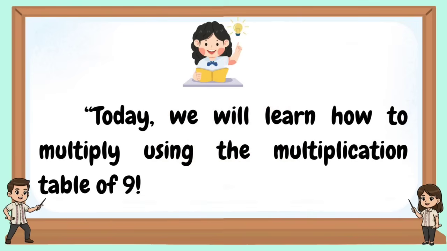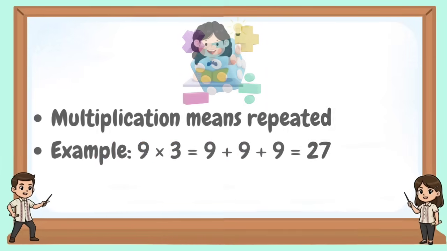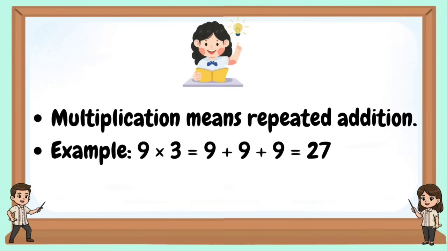Today, we will learn how to multiply using the multiplication table of 9. What is multiplying? Multiplication means repeated addition. Example, 9 times 3 equals 9 plus 9 plus 9 is equal to 27.